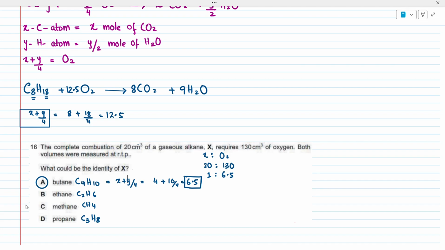I hope all this about how to balance the combustion reaction equations of an alkane is clear to you, and whether you are using the simple method or a general equation, you have to be very careful instead of guessing the coefficients.